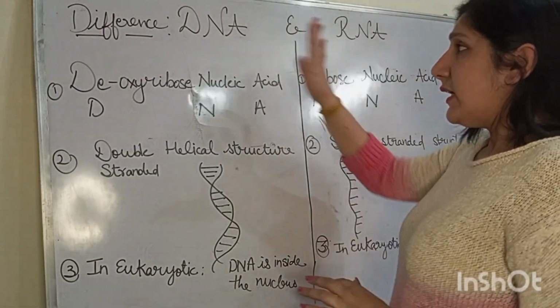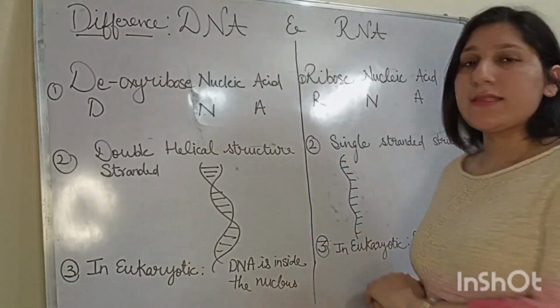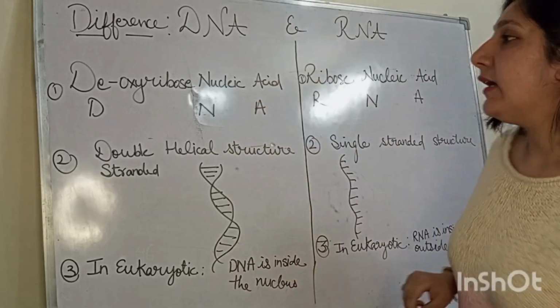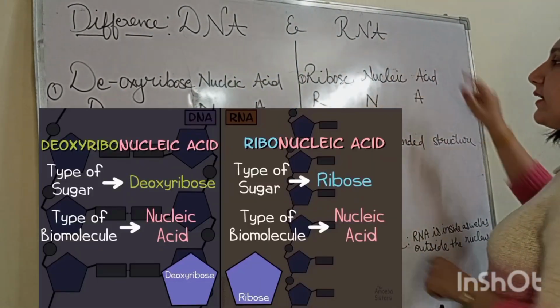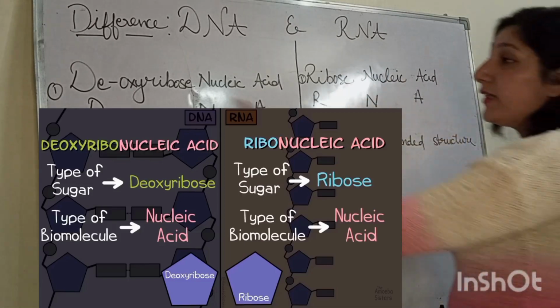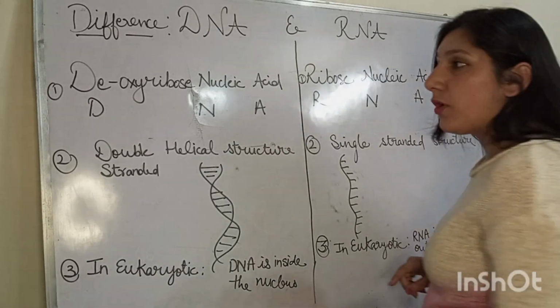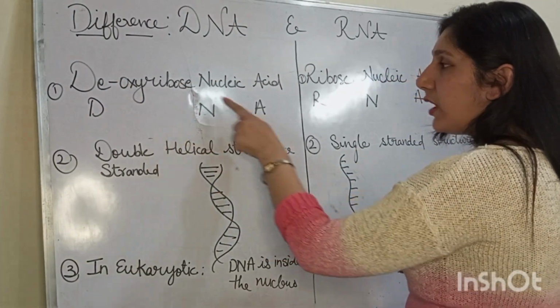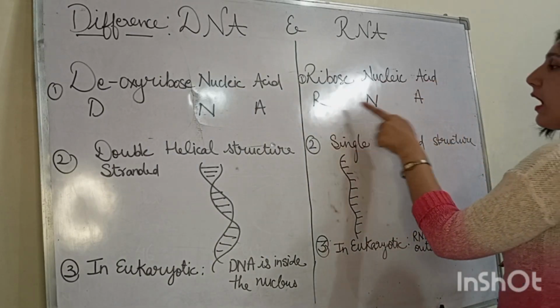Yes students, so DNA and RNA, they both are nucleic acids, but the difference is that DNA is deoxyribose nucleic acid and RNA is ribose nucleic acid. That is where the abbreviation has come from. Deoxyribose nucleic acid, DNA, ribose nucleic acid, RNA.